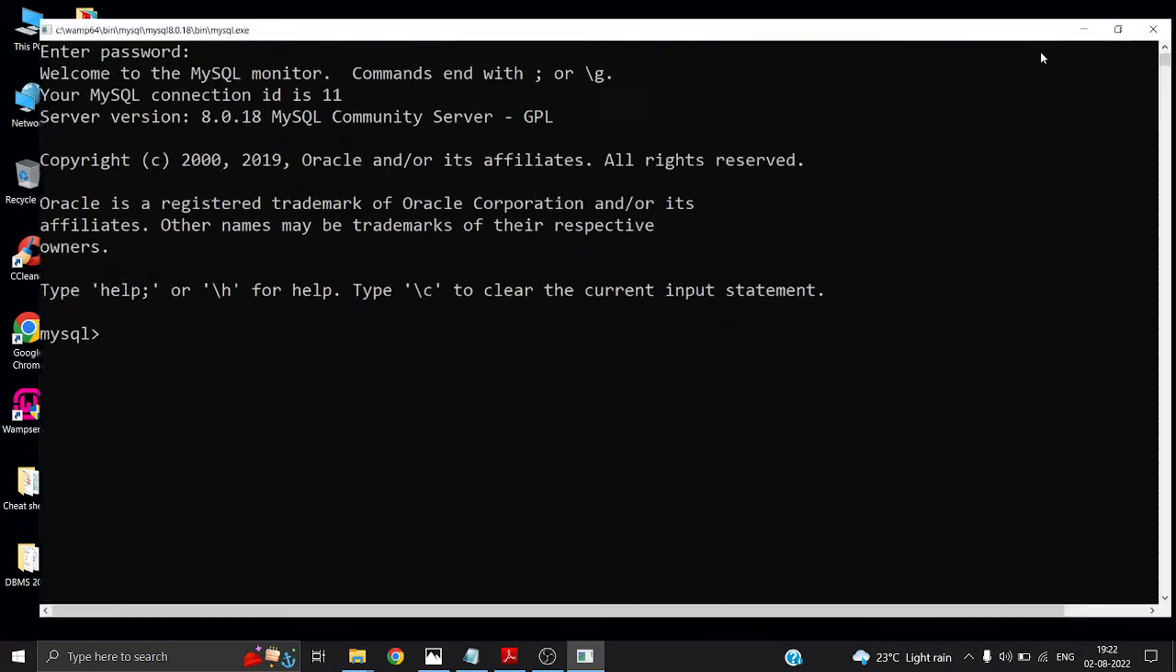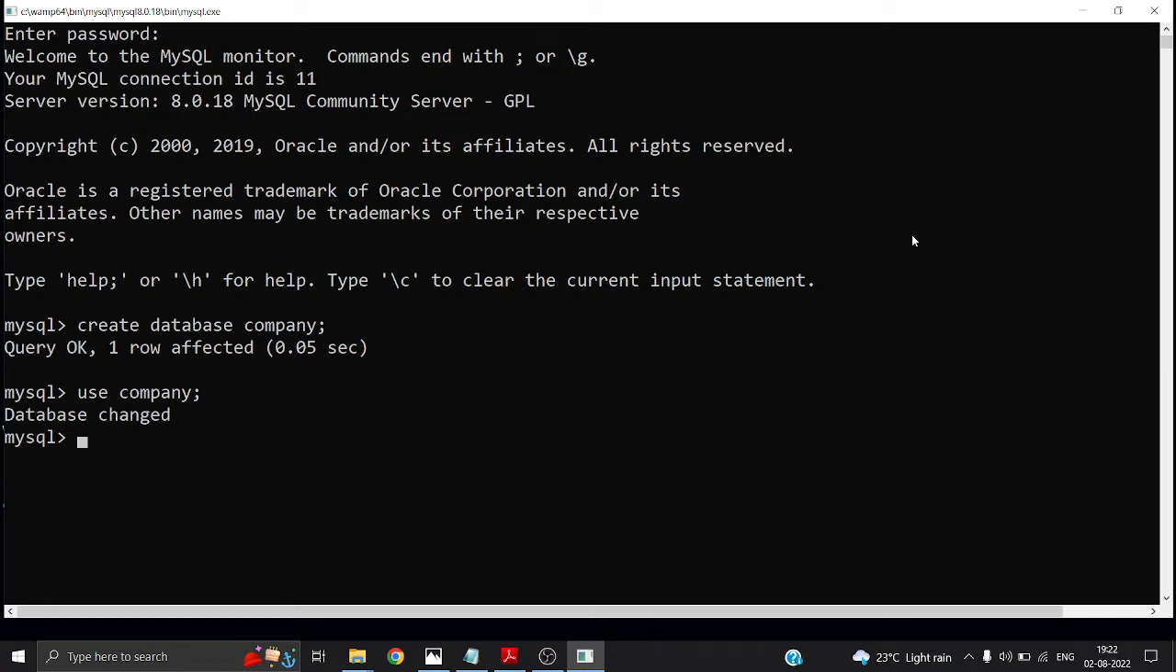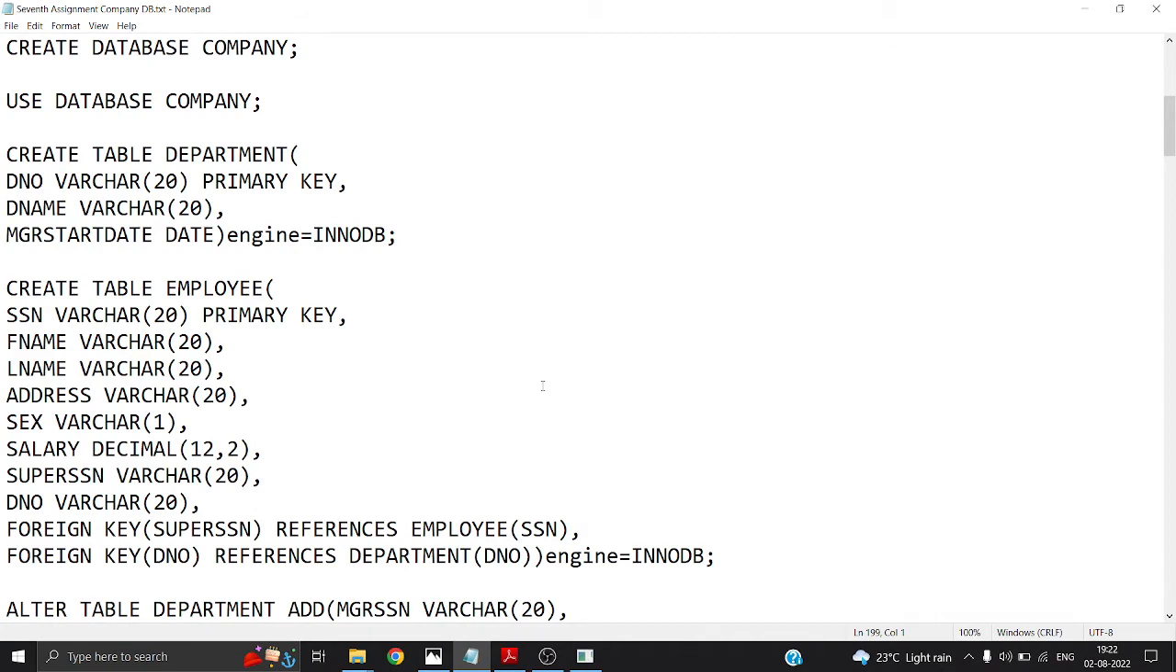So now, the console has been opened. We are creating the new database by the name company, using create database company. We are expected to use this company database for creating the tables and all within it. So now again we start with the creation of the tables.